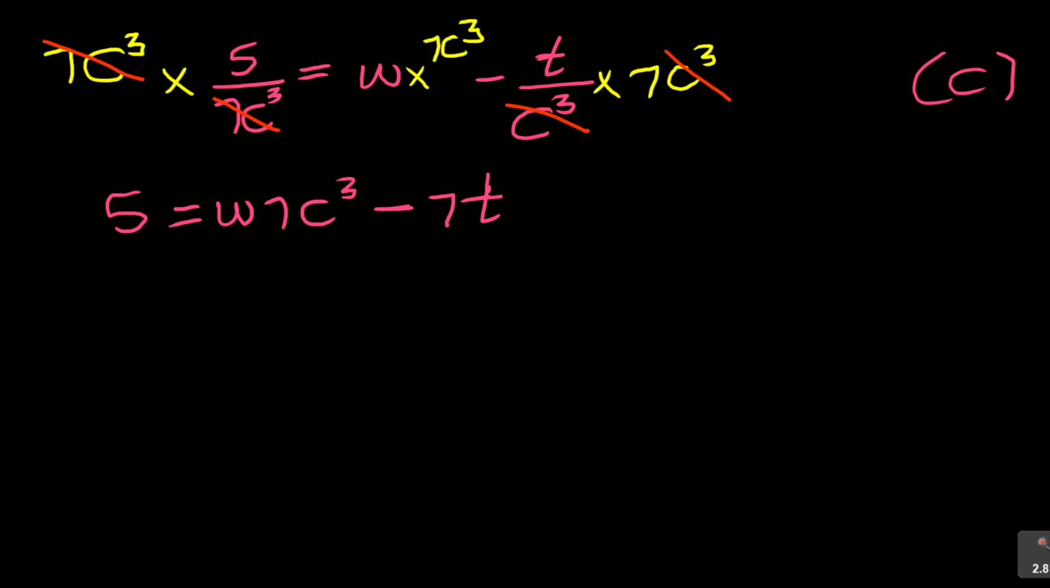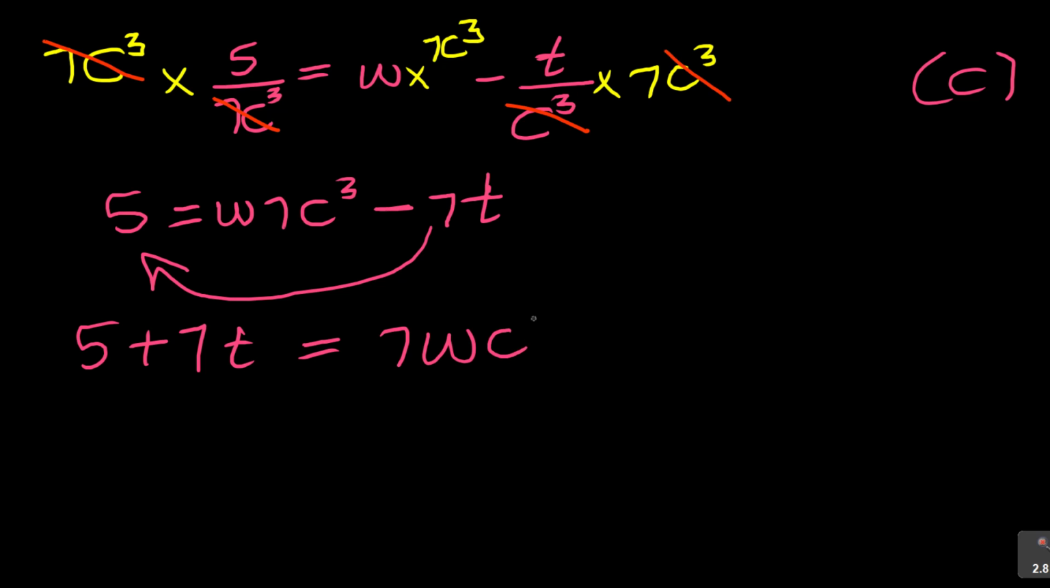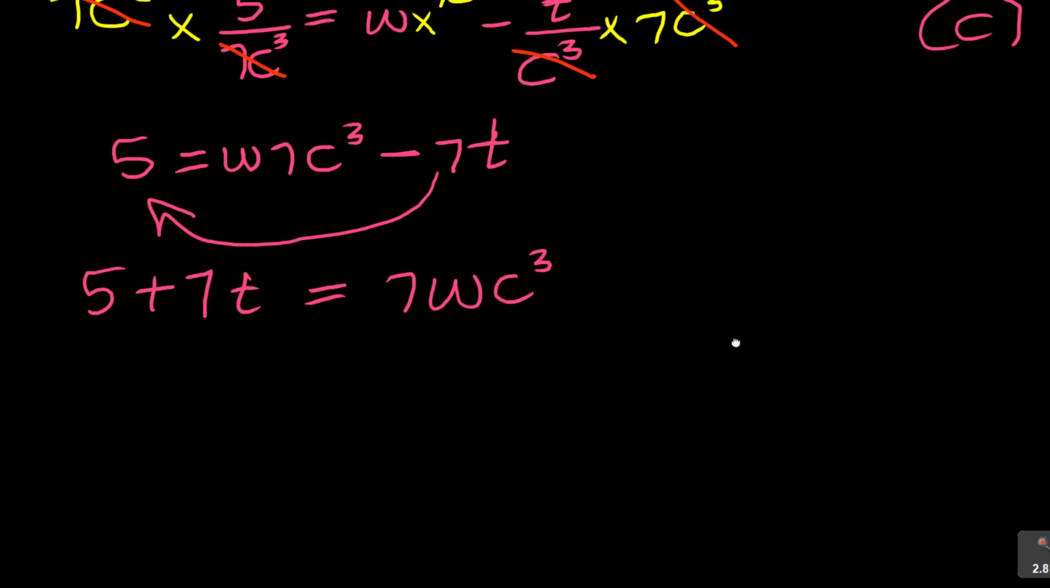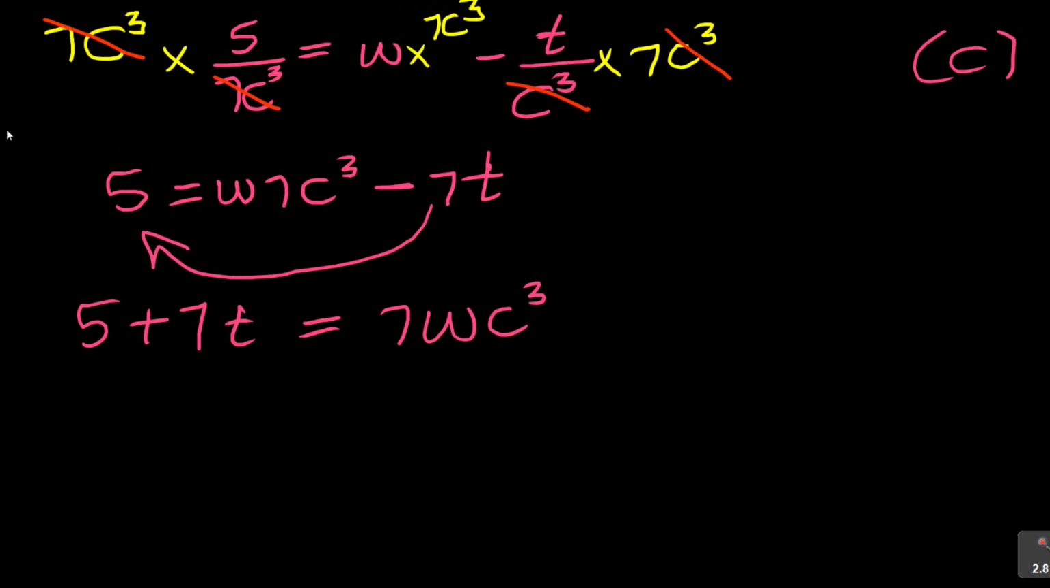Are you seeing that? So all of a sudden, I've got something that is flat, and then the c is remaining alone. Do you see that? Remember, your focus is c. So if my focus is c, I can take this negative 7t this side. It will be 5 plus 7t is equal to 7wc to the power of 3. Is it coming right? Yes, I'm focusing on c. From here, what do we do? You see, it's 7w times c cubed, but everything is multiplying.